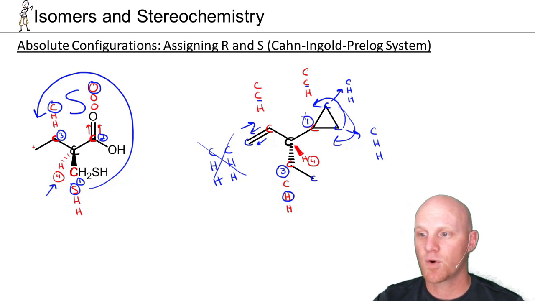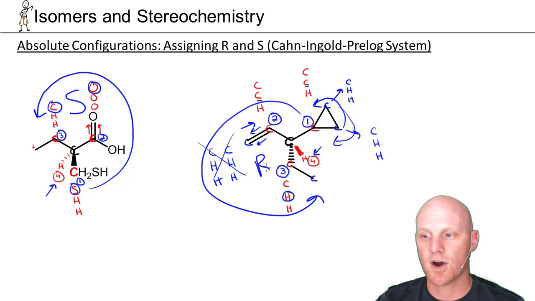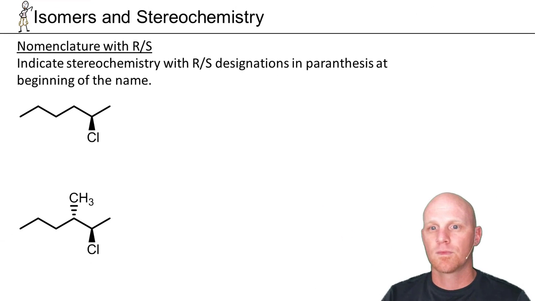So he's priority number 1, he's priority number 2, and if we make our circle 1 to 2 to 3, it's counterclockwise, which typically corresponds to S, but with our lowest priority group on the wedge position, that's going to correspond to R. Cool. So now let's see how R and S affect nomenclature.